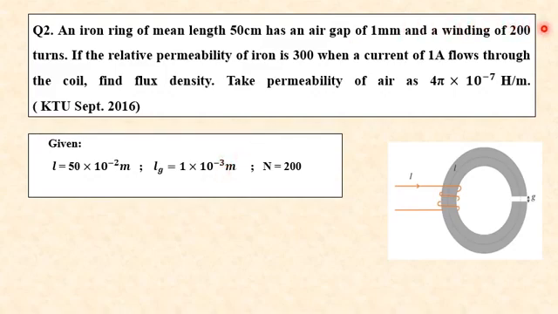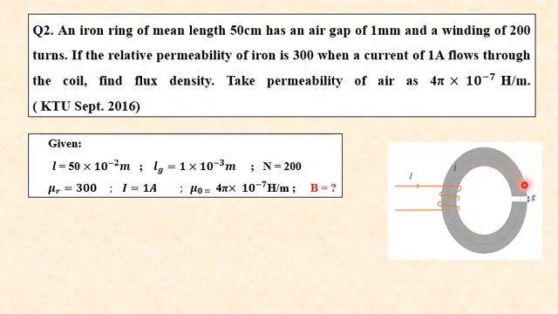And the coil, it is having 200 turns. So N is equal to 200. Then the relative permeability of the ring, that is mu r, that is given as 300. And the current through the coil is 1 ampere. Then it is asked that take the permeability of air as 4 pi into 10 raised to minus 7. So in this question, the mu 0 value is given, that is 4 pi into 10 raised to minus 7 henry per meter. So here we have to find the flux density.